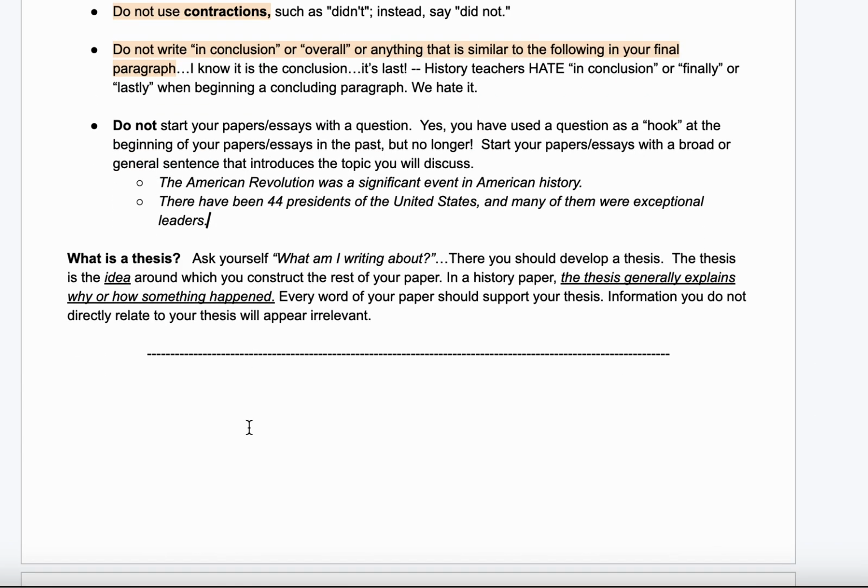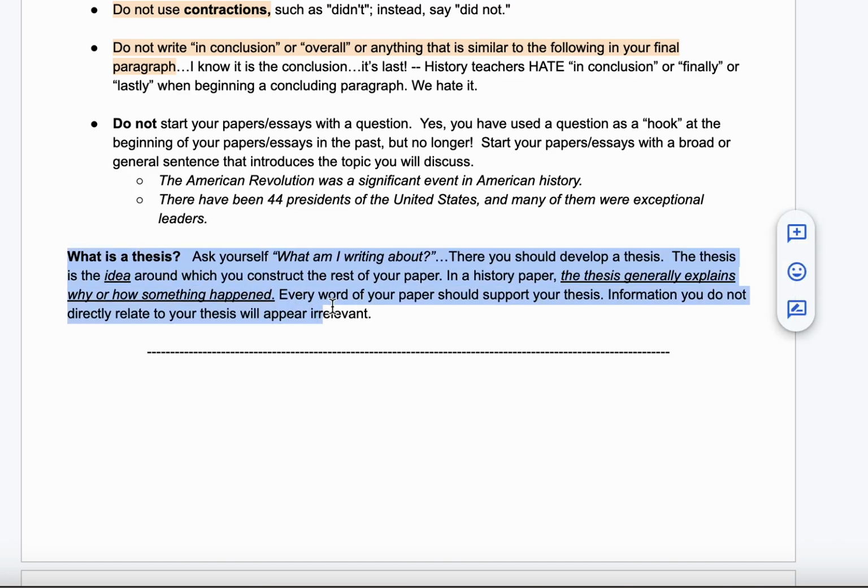Okay? Final thing. What's a thesis statement? Ask yourself, what am I writing about? There you develop your thesis. The thesis is the idea around which you construct the rest of your paper. In a history paper, the thesis generally explains why or how something happened. And then every other word of your paper supports that thesis.